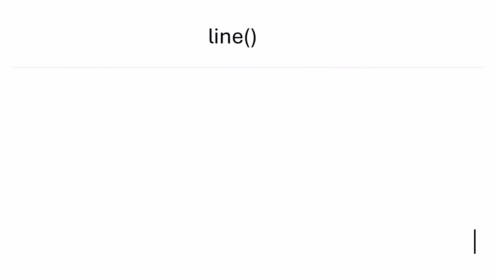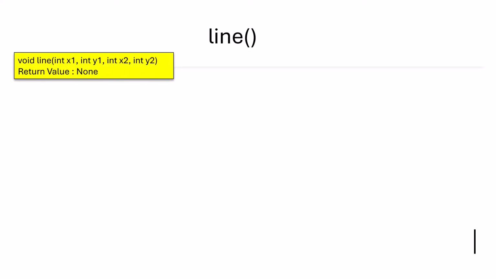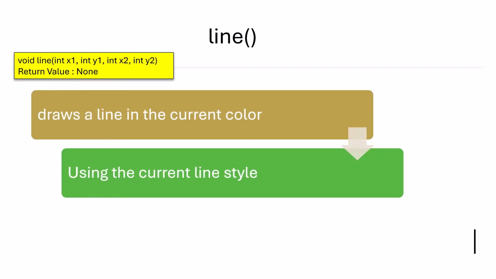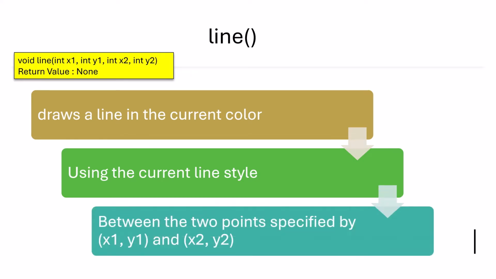Then we have the line function. This is the prototype. As you can see, return value is none. And the parameters, as you can see, are 4 integers. The first two, that is x1 and y1, are the starting point for the line, and x2 and y2 are the ending point or the ending coordinates for the line. Draws a line in the current color using the current line style as set by set line style between the 2 points specified by x1, y1 and x2, y2.